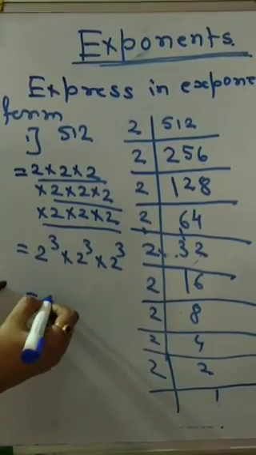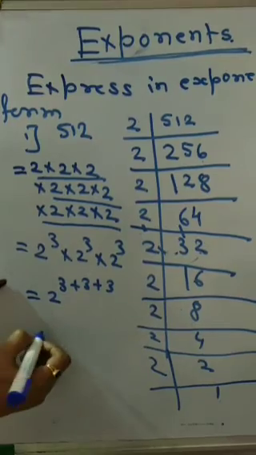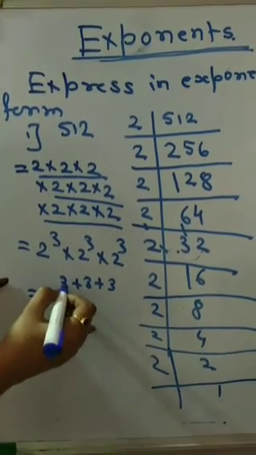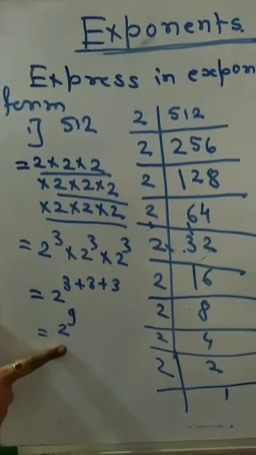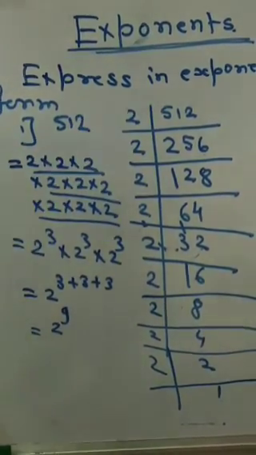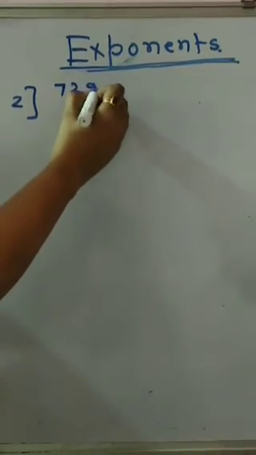It is equal to 2 raised to 3 plus 3 plus 3. Therefore 2 raised to 6 plus 3, 6 plus 3 is 9. It is the exponential form of the number 512. Second one is 729.